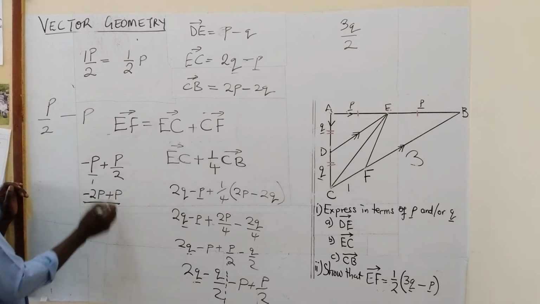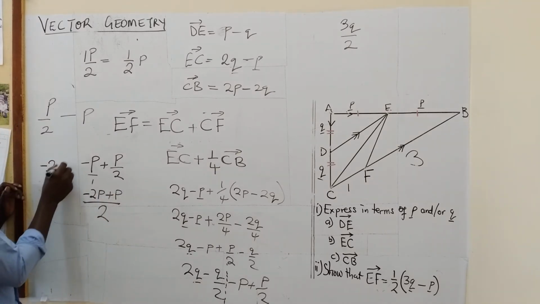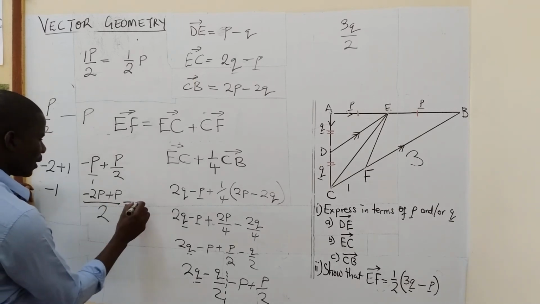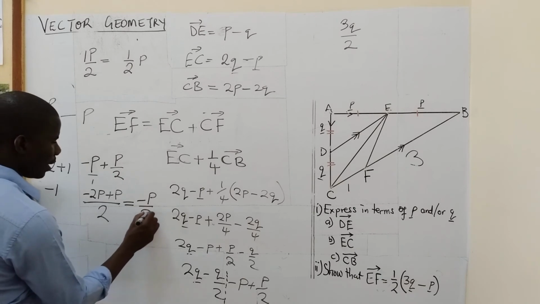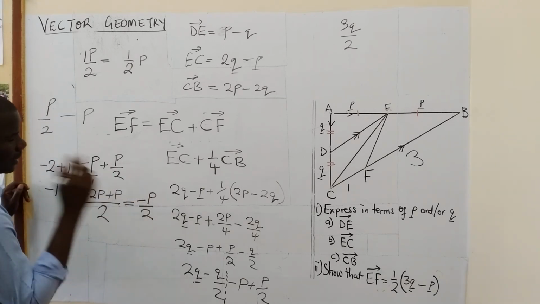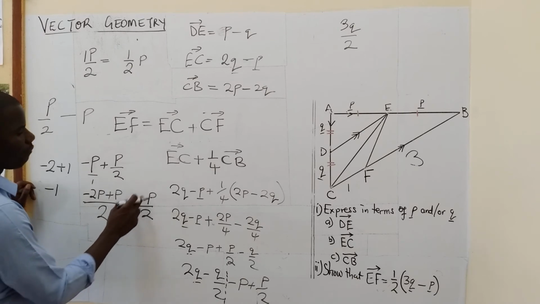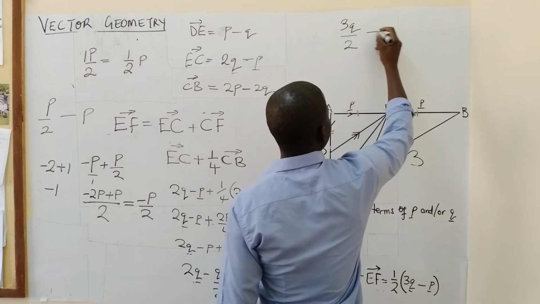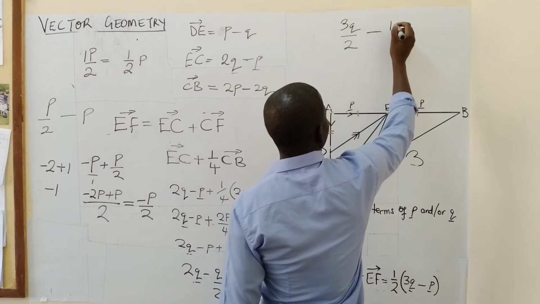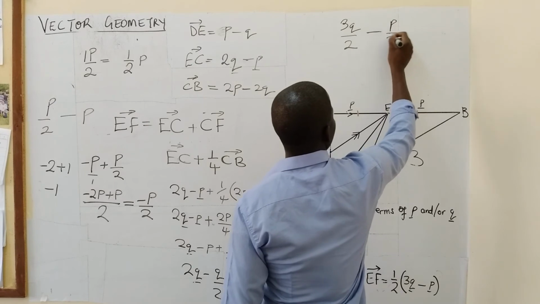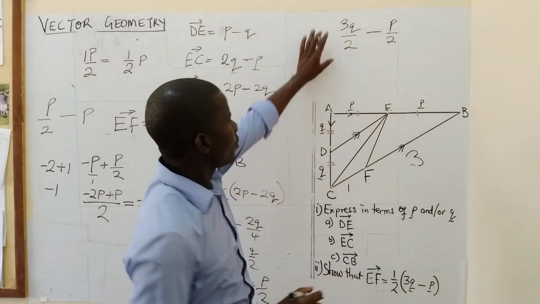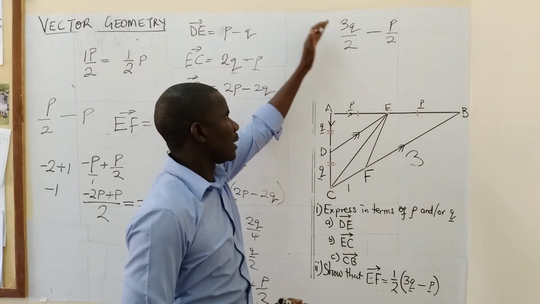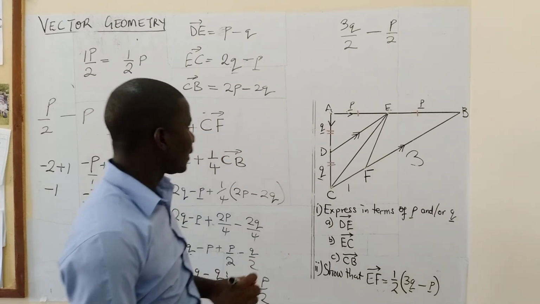So when we multiply, we get this one. When you simplify this, you all know that negative 2 plus 1, we get negative 1. Alright? So this expression is going to give us minus p over 2. Minus p over 2 is the same as minus negative 1p over 2. So also, this gives us minus p over 2. Now, when you look at this, what is common here?